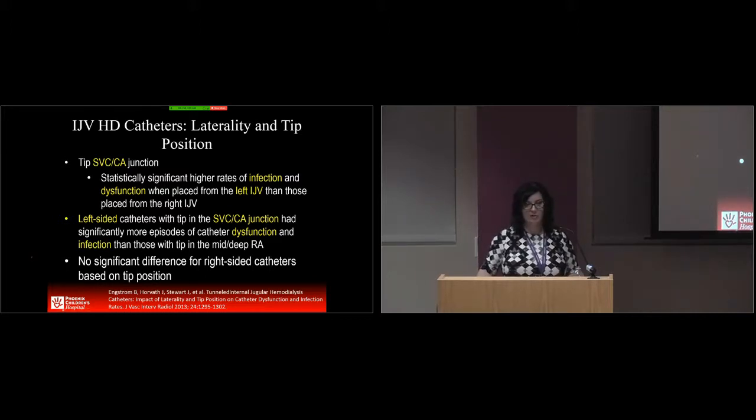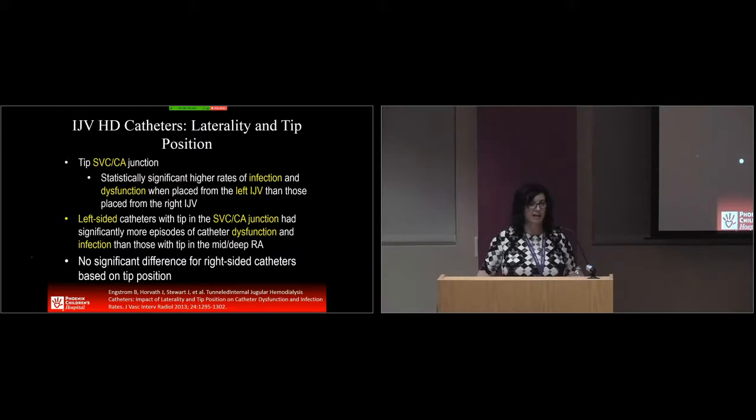And then also, when an HD line was placed in the left internal jugular vein, if the catheter was short, again, in the SVC or near the caval-atrial junction versus well-positioned in the mid to deep right atrium, those catheters had more episodes of dysfunction and infection. And then placed from the right IJ, if the catheter tip was high, meaning again SVC or caval-atrial junction versus well-positioned in the mid to deep right atrium, for the incidence of catheter dysfunction and infection, there was no change.